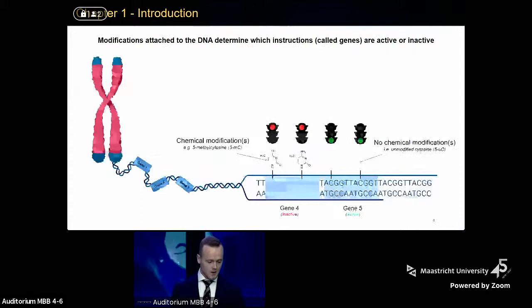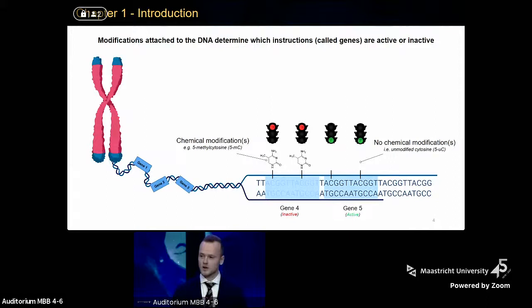Well, that is mediated by a process that we call epigenetics. And epigenetics is basically the addition of very small chemical modifications on top of our DNA that determine which of these instructions are active or inactive. And these instructions we also refer to as genes.